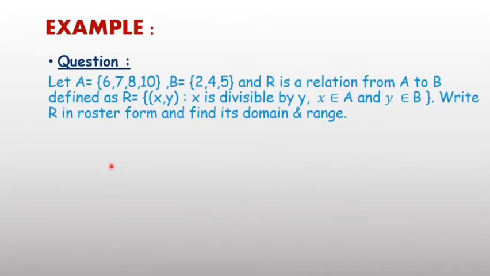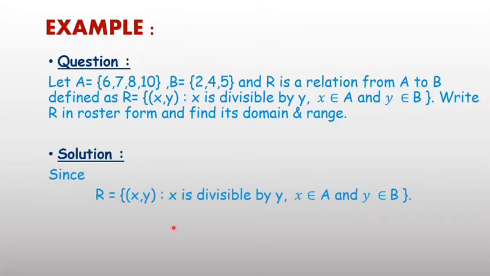For example, if set A is given as {6, 7, 8, 10}, 4 elements are there. Set B contains 3 elements, {2, 4, 5}. R is defined as the collection of all ordered pairs (x, y) such that x is divisible by y, where x belongs to A and y belongs to B. You have to write R, means the relation, in roster form, and also find the domain and range. Just use the definition, x is divisible by y. Step by step you check.